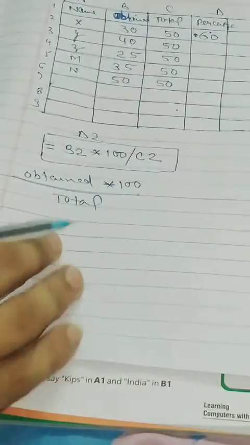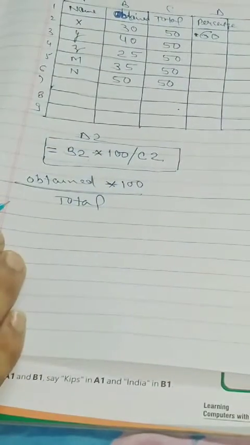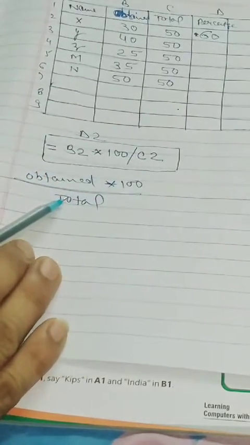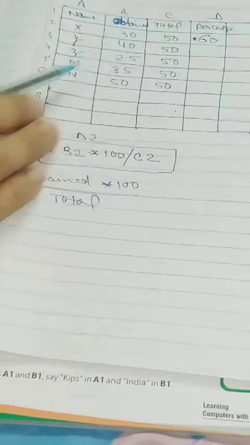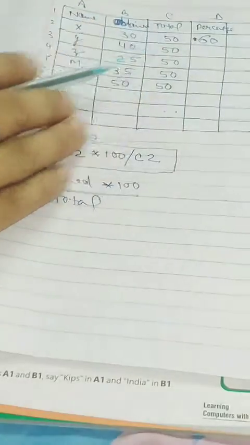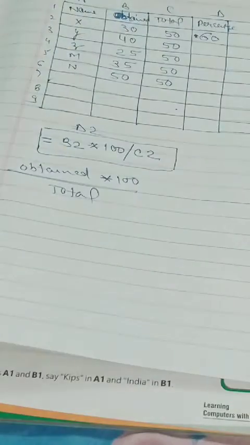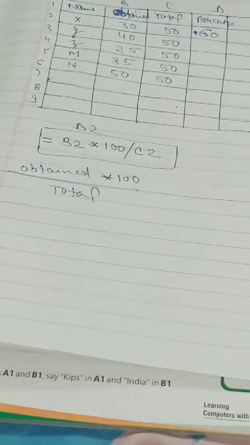Again I am using, students, obtained marks into 100 upon total. So what is obtained? B2 multiplied by 100 upon C2. Press the enter key, the answer will come. Is it clear, students?